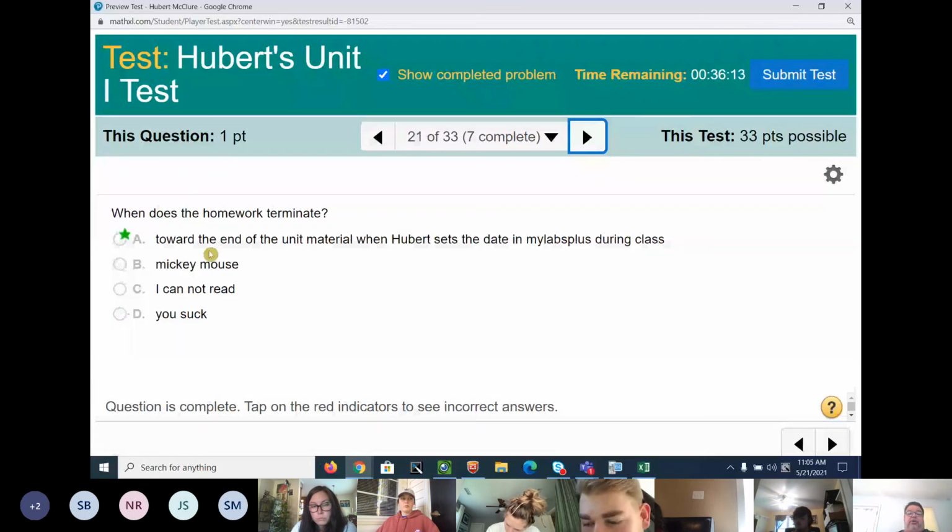Toward the end of the unit, that's when we do the homework. That's when we do the test, or the homework terminates.